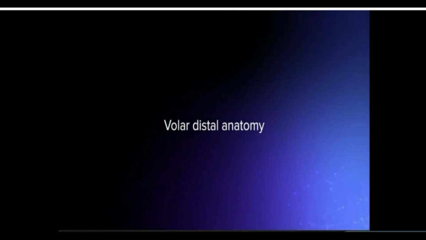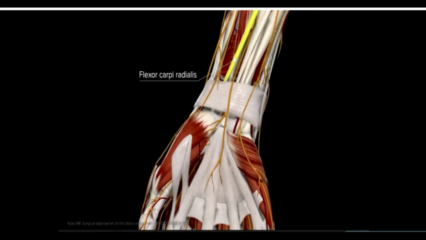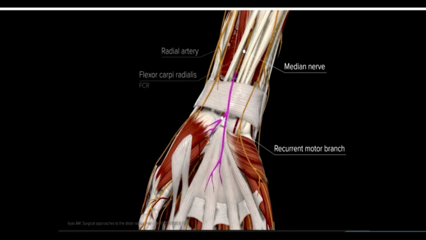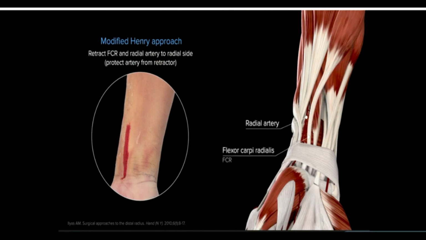Let's now review the key anatomic landmarks to consider for the volar surgical approach to the distal radius. The flexor carpi radialis, or FCR, and the radial artery need to be identified, retracted, and protected. It is not usually in harm's way through the volar approach, but we always need to be aware of the median nerve and its recurrent motor branch. The modified Henry approach is the most common surgical approach to the volar aspect of the distal radius. It uses the interval between the FCR and the radial artery. It is preferred to retract the FCR and the radial artery onto the same side radially, so that the FCR provides protection to the radial artery from the retractor itself.